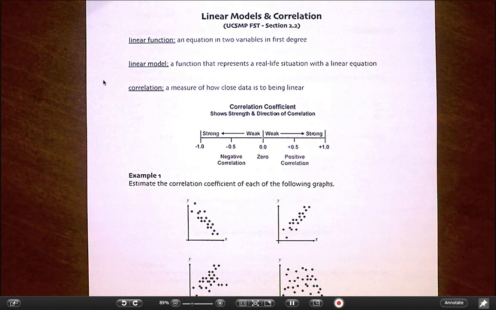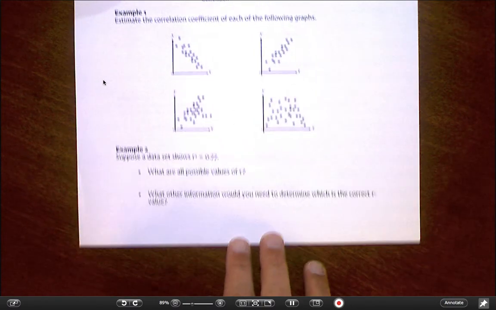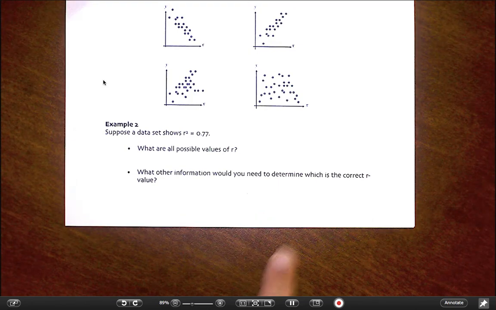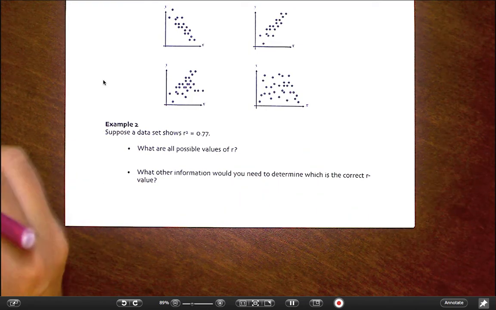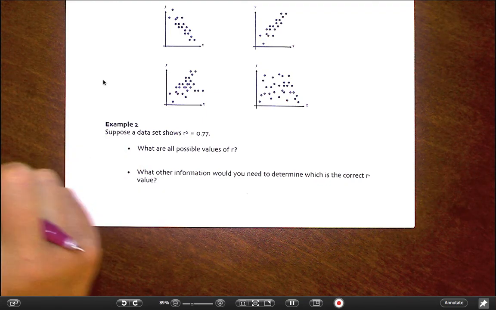Everyone, this is just a quick supplement video to lesson 2.2 because I realized that in my video I left out this example 2. So I want to make sure we get that in there because you will see a question like that on your homework.